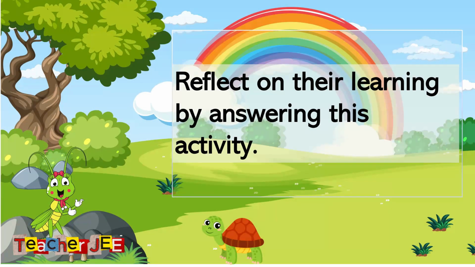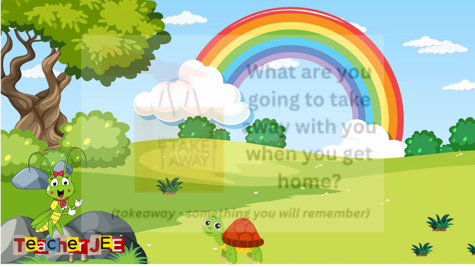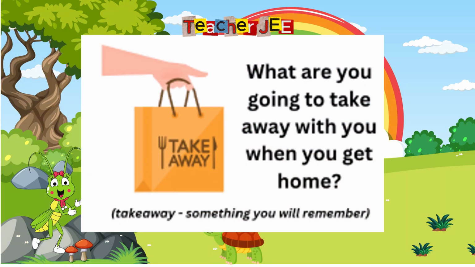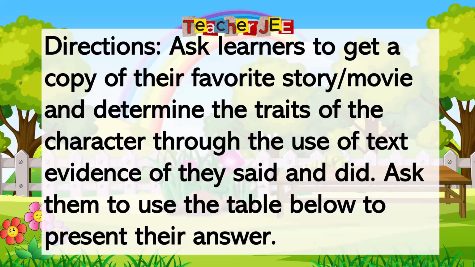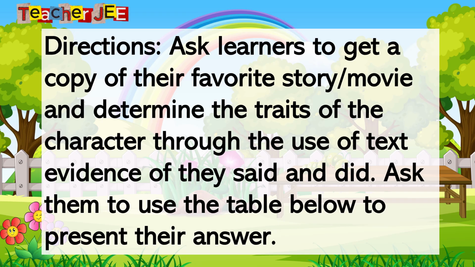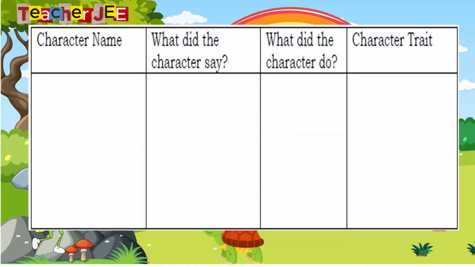Reflect on your learning by answering this activity. What are you going to take away with you when you get home? Ask learners to get a copy of their favorite story or movie and determine the traits of the character through the use of the text evidence of what they said and did. Ask them to use the table below to present their answer. This is the table. You can use this as your guide in answering the assignment or the activity.